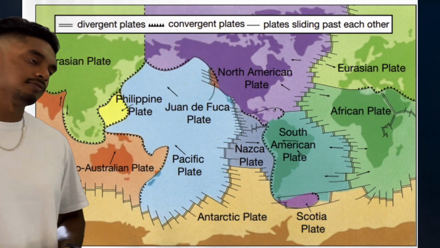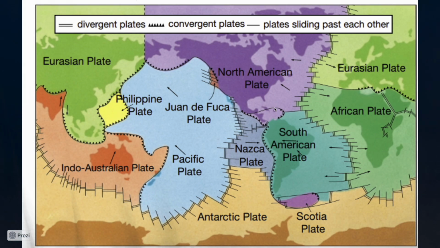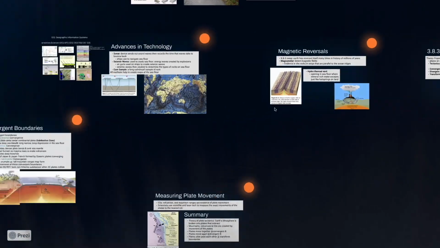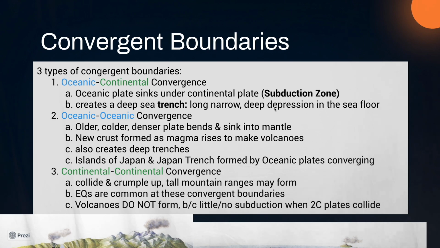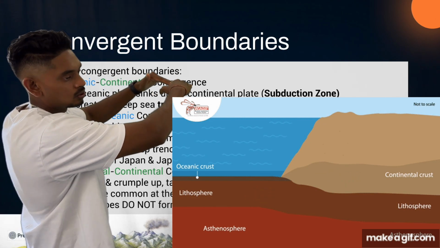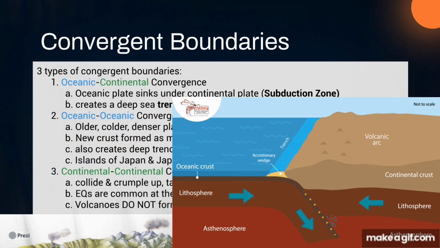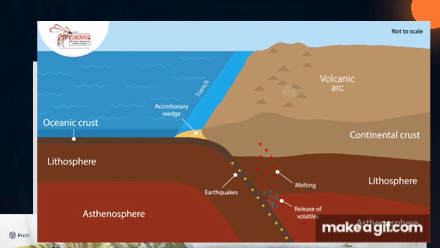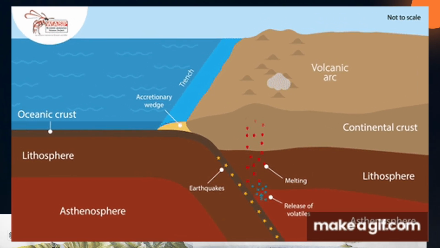All right, let's talk about convergent boundaries. So there's three types of converging boundaries: you have ocean to continent, you have ocean to ocean, and you have continent to continent. So ocean to continent means you have an ocean plate and it's going to converge with a continent plate. What happens here? The oceanic plate sinks beneath the continental plate, creating a subduction zone.